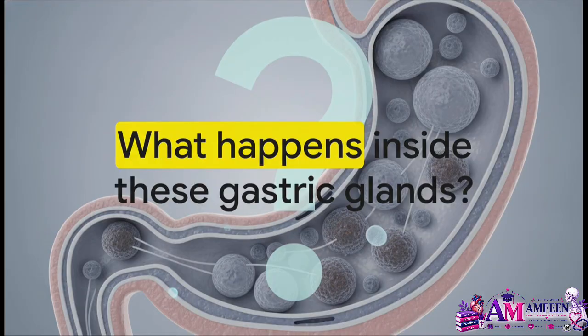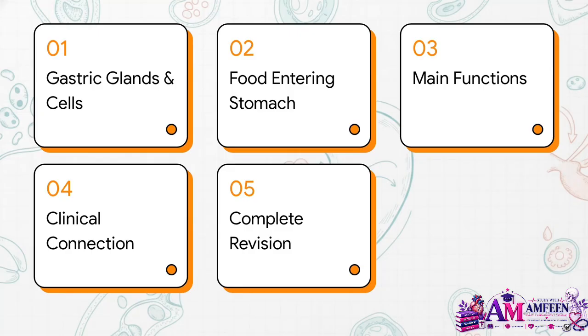So now we know the basic structure of the stomach, from its different regions and curvatures right down to the microscopic layers of its wall. But what happens inside these gastric glands? What do parietal cells, chief cells, and G cells actually do? Today, we're looking at gastric glands and their cells. What happens when food enters the stomach, the main functions, a quick clinical connection, and then a complete revision. We're going to understand exactly what happens inside the stomach to help us digest our food.